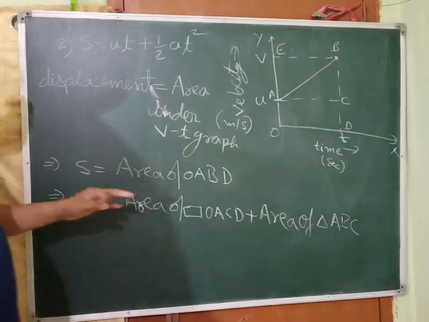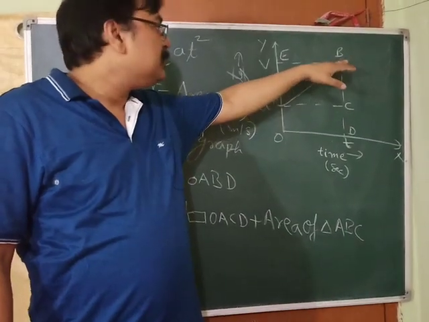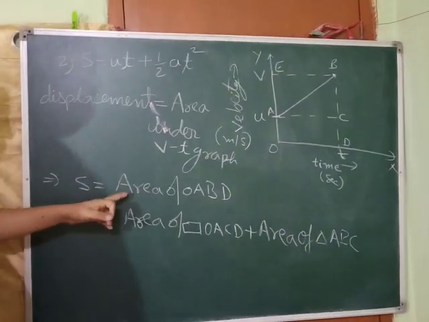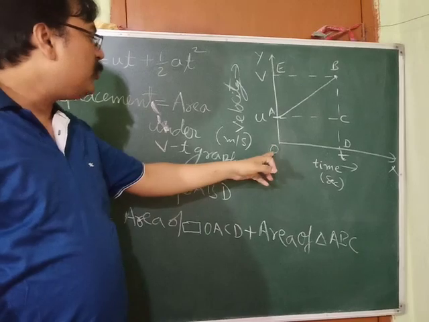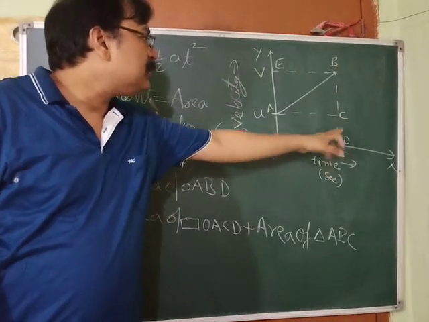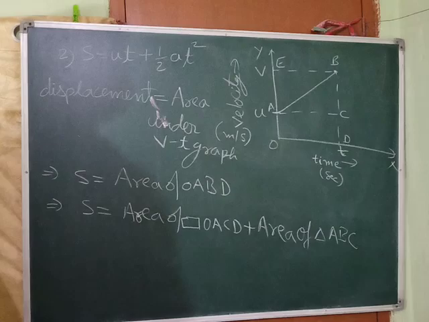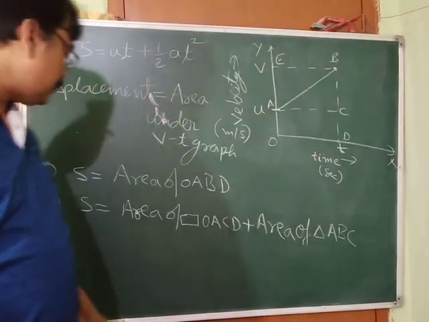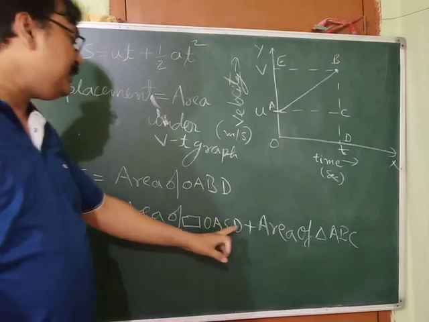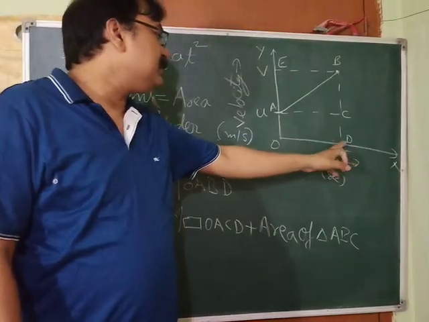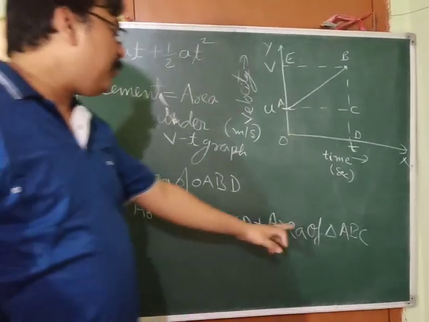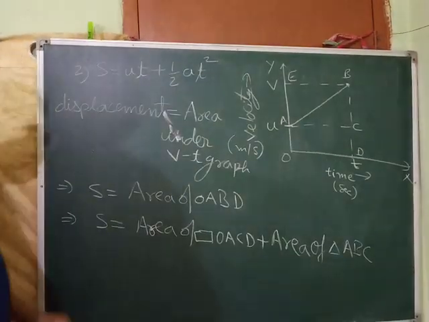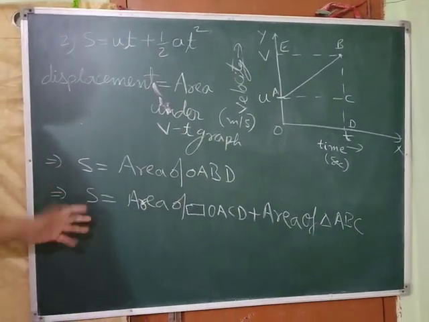Now here, what is the velocity-time graph? AB is the velocity-time graph. So the area under this is the total area. Displacement we denote by S and the area of OABD, this total area. Now this total area can be divided into two parts. This is a rectangle, this is a triangle. So we can write the area of rectangle OACD plus the area of triangle ABC. When we add these two areas, we get the displacement.